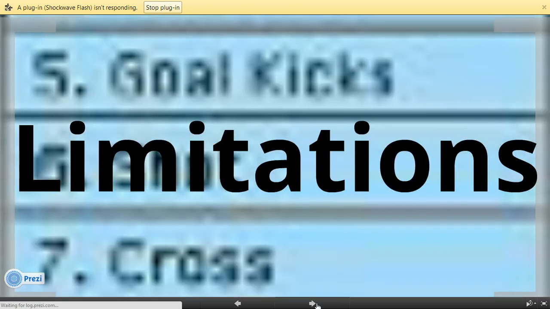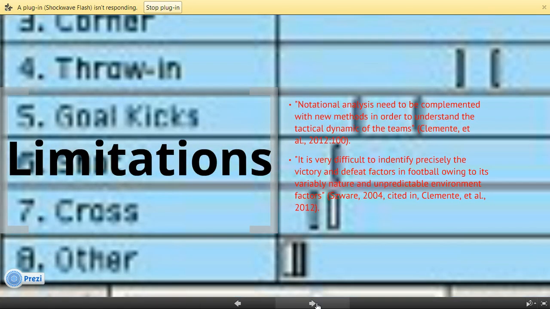As with anything, there are limitations, and Clement et al. found some of these during his studies into notational analysis, as well as the problems already mentioned about results being misconceived or events being missed. You have to take into account that it is hard to identify exactly why defeat or victory occurs in football, and because you can't always pinpoint this, it is hard to identify the exact performance indicators that need to be analysed and improved to get results.